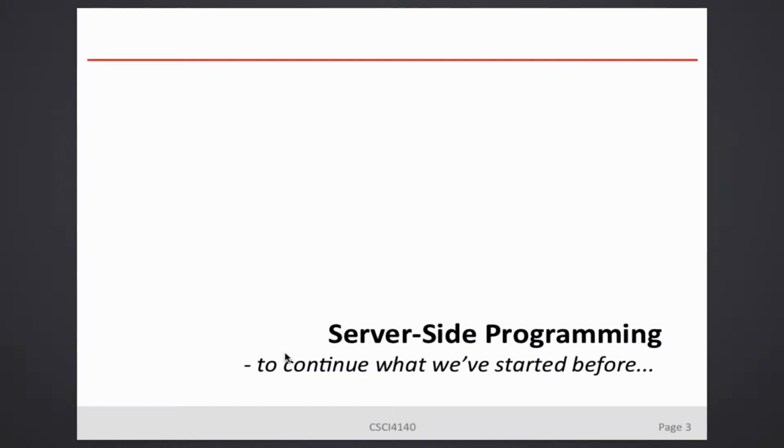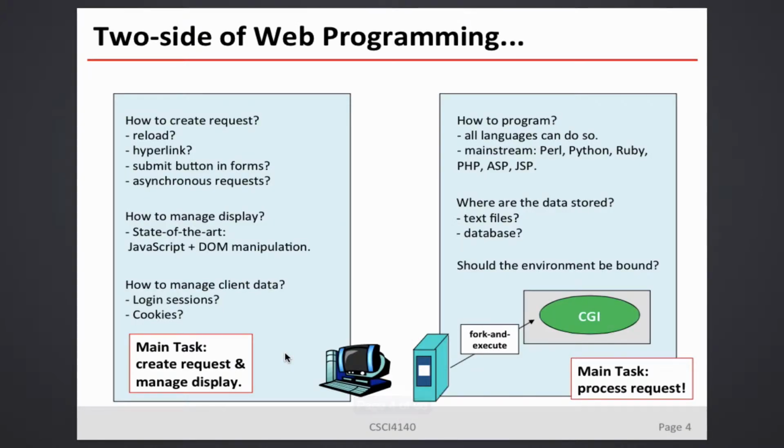What we stopped at last set of PowerPoint. So last set of PowerPoint we already understand this. Okay, let me try again. Basically, the client sends the CGI something and it carries out fork and execute.